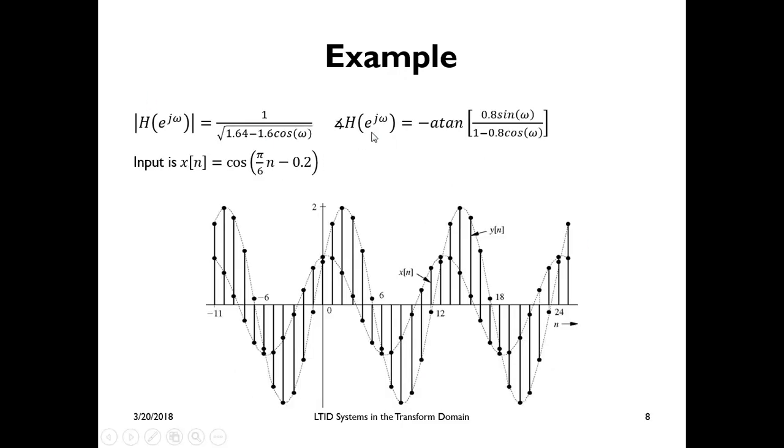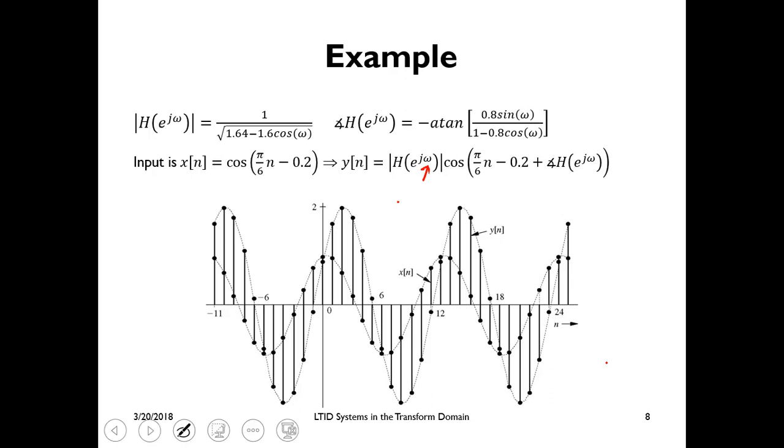The amplitude and the phase of the frequency response of the system is shown over here. Our input signal is x of n is equal to cosine(pi over 6 n minus 0.2). So the output of the system is simply going to be given by cosine(pi over 6 n minus 0.2), and I have to scale the amplitude of the cosine by the magnitude of the frequency response at the frequency of the cosine signal. So for here, I would put omega is equal to pi over 6.